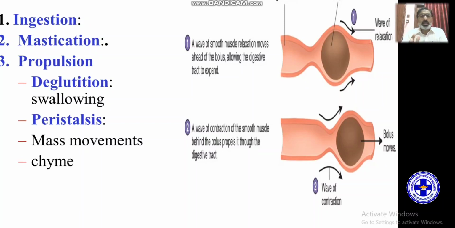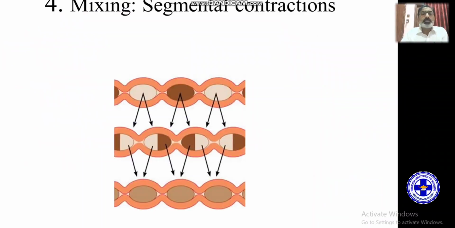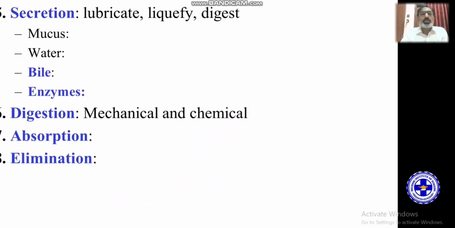And these mass movements are used for mixing the food with other enteric juices, gastric juices, and also accessory organ juices. So mass movements for mixing and peristalsis for propulsion of the food. And this mixing is actually segmental contraction, used for mixing.